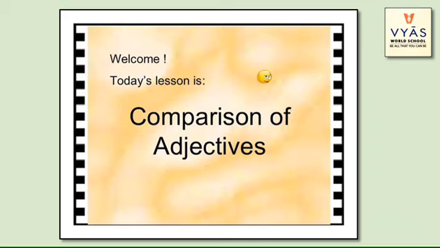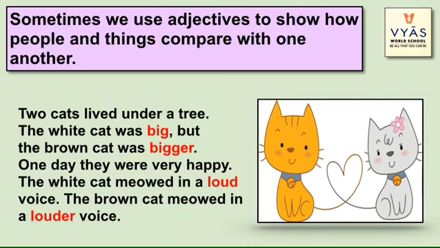be discussing a new topic, and that is comparison of adjectives. Children, we've already studied what adjectives are. Adjectives are the words that describe or tell us more about the nouns. And now sometimes we use these adjectives to show how people and things compare with one another. So when we need to do comparison between people, things or animals, then again we sometimes use adjectives to show the comparison. Now let us read this paragraph given here.